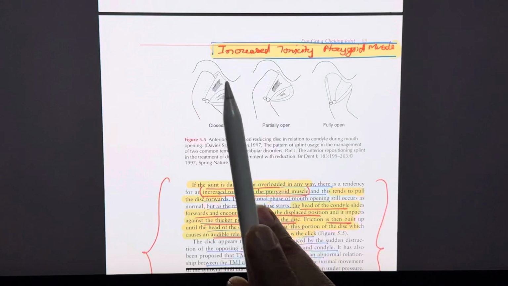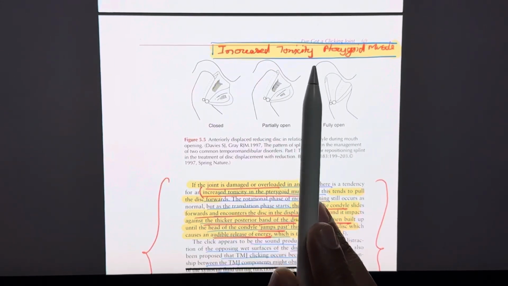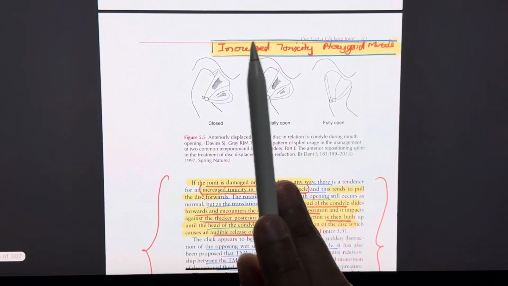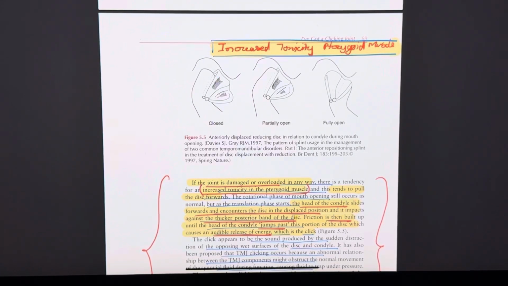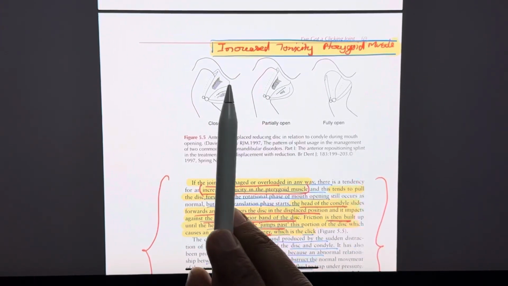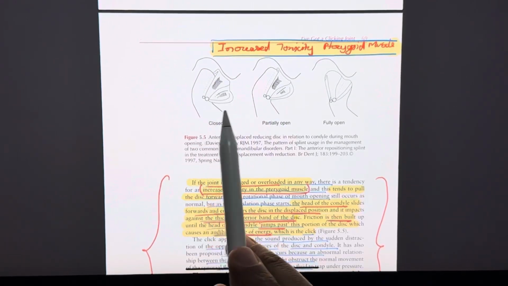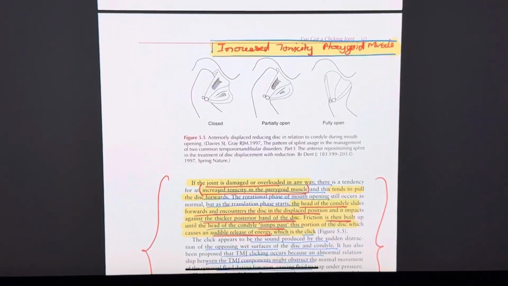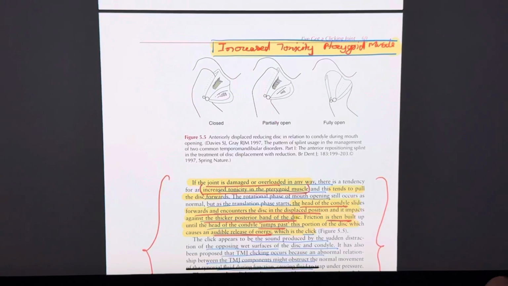Now this is the important part. There is increased tonicity in the pterygoid muscle. So what this causes is, it tends to pull the disc forward. As you can see in this diagram, the disc is pulled forward. So the rotational phase will remain the same.